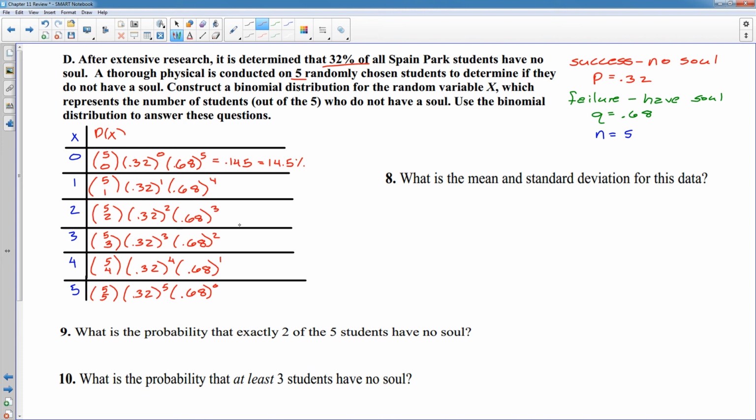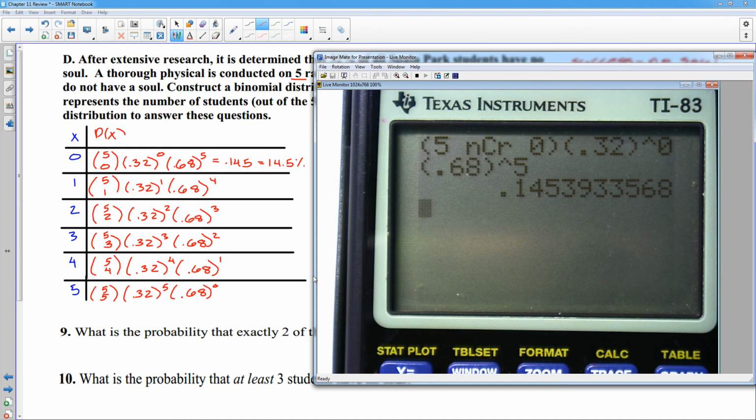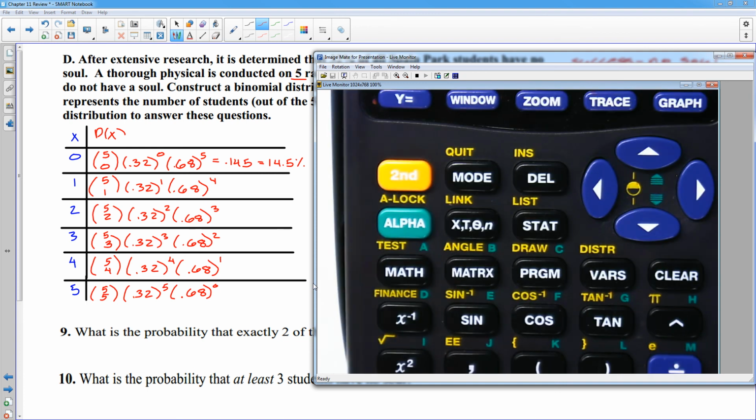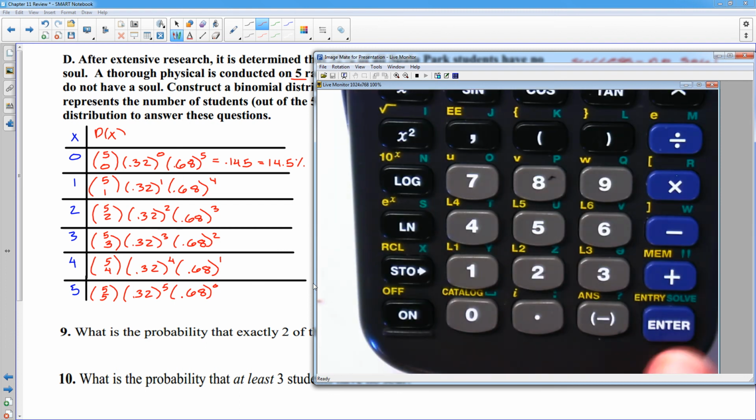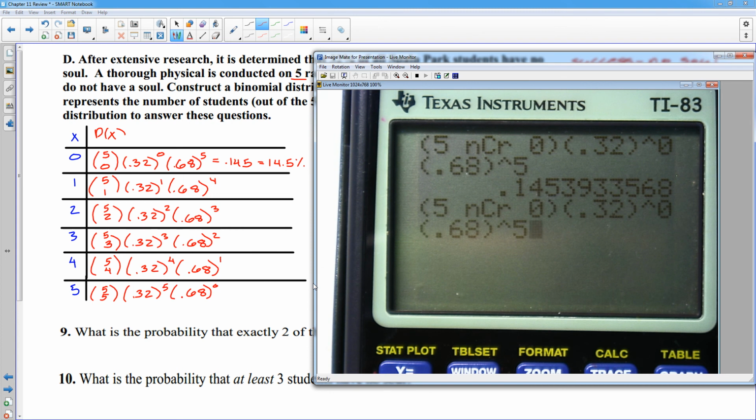have a soul. Then I'll repeat the same thing, except I need to do 5 choose 1. Now I'm going to show you a little trick on the TI-84s. Y'all probably know this, but if you hit the second button, so let me show you the keypad, and then jump down and hit the enter button, so second, enter, it actually recalls the very last thing you entered.